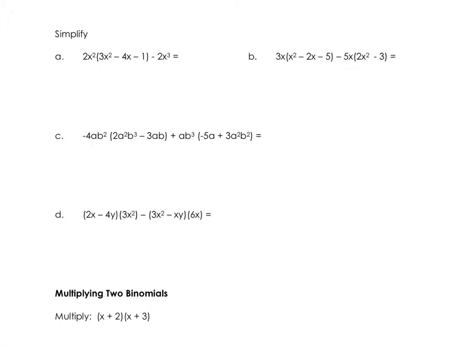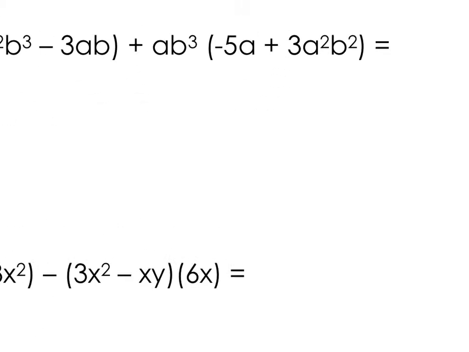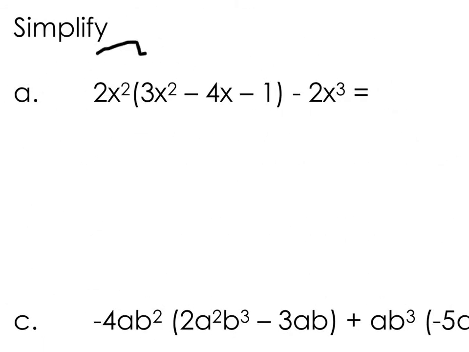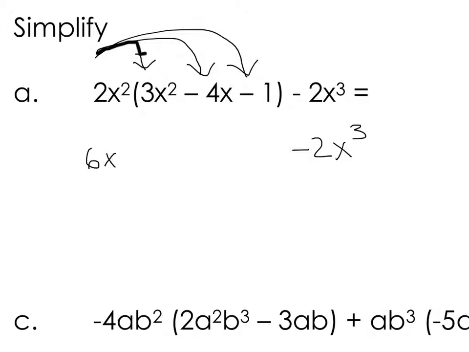Let's simplify these. Now be careful. You're multiplying the 3x squared minus 4x minus 1 times this monomial of 2x squared. So you're going to distribute this multiplication times all three terms in this trinomial. But it does not apply to that minus 2x cubed at the end. Leave it alone. But you will have 6x to the fourth minus 8x cubed minus 2x squared.